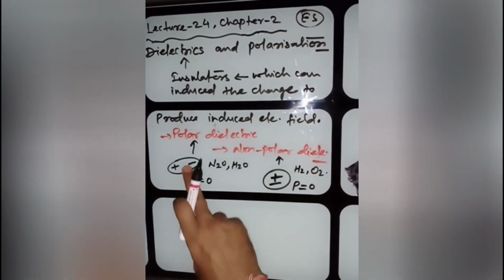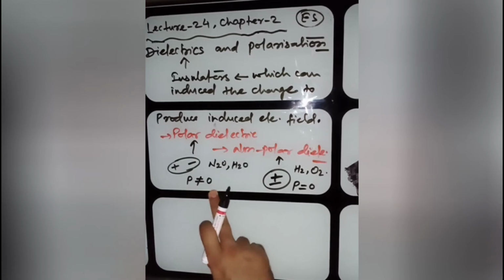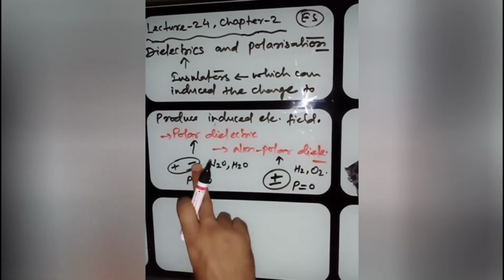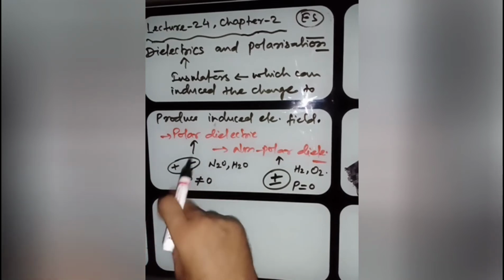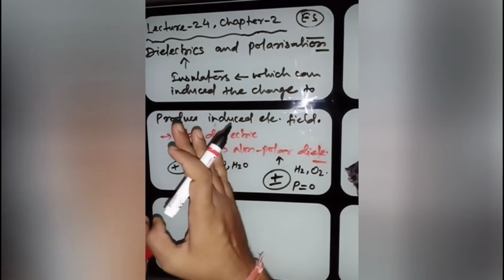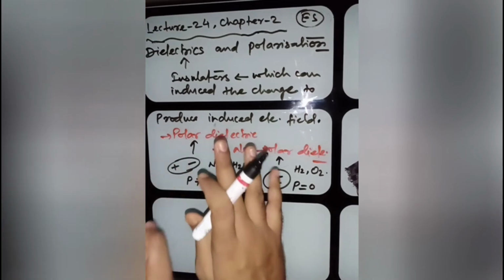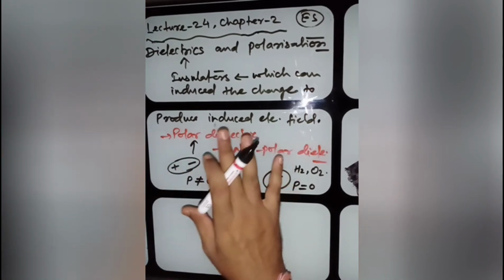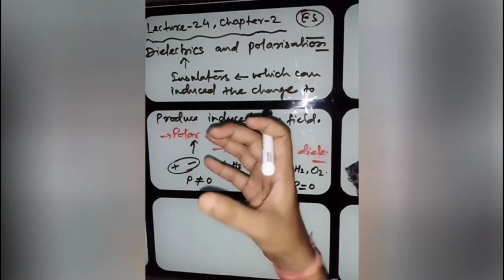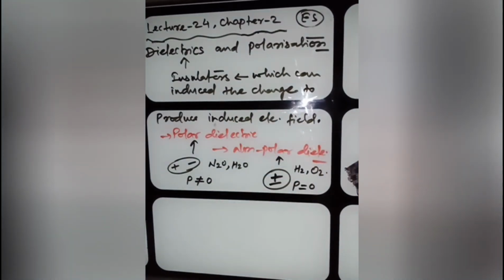Here I am talking about the individual atom, whose dipole moment is not equal to zero. But in the absence of an electric field, the whole material will not have a net dipole moment, whatever it may be, polar or non-polar. The net dipole moment of the dielectric substance will be zero. Remember that.